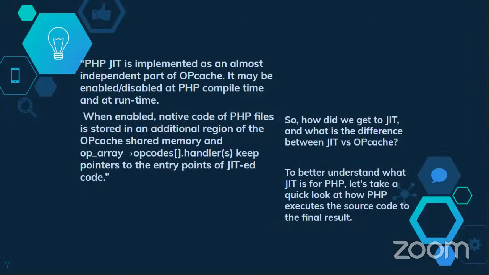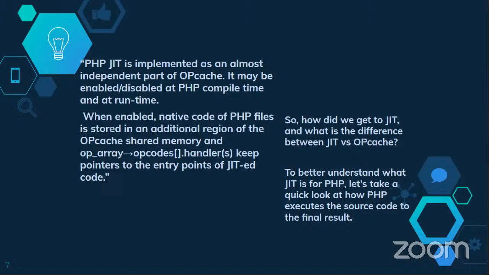Now, basically, the just-in-time compiler was introduced in version 8 compared to what was used before in the previous version, which is the OP cache. Now, PHP just-in-time is implemented as an almost independent part of OP cache. OP cache is a cache engine built into PHP, which enables it to dramatically increase the performance of websites that utilize PHP.